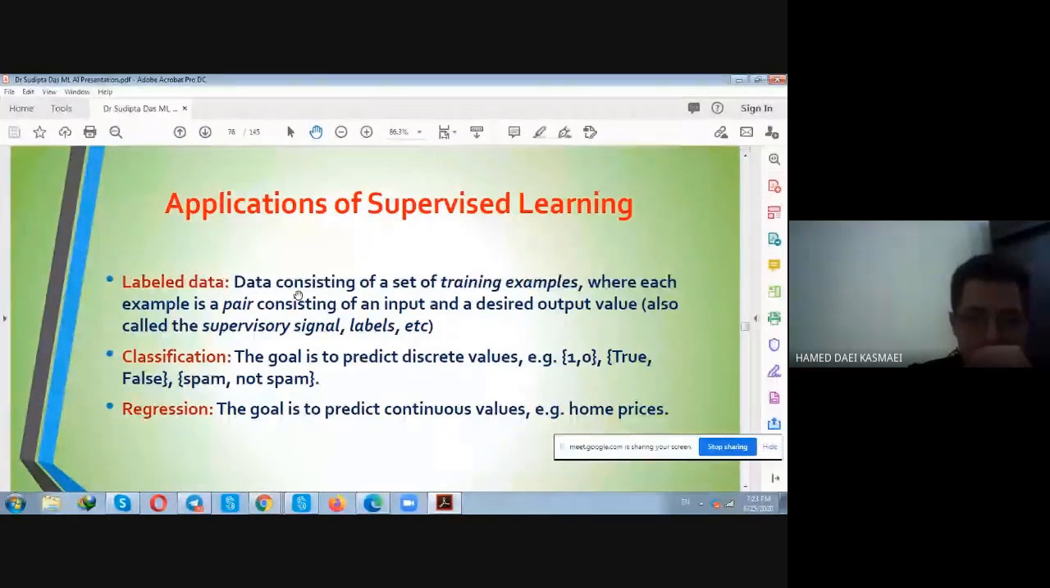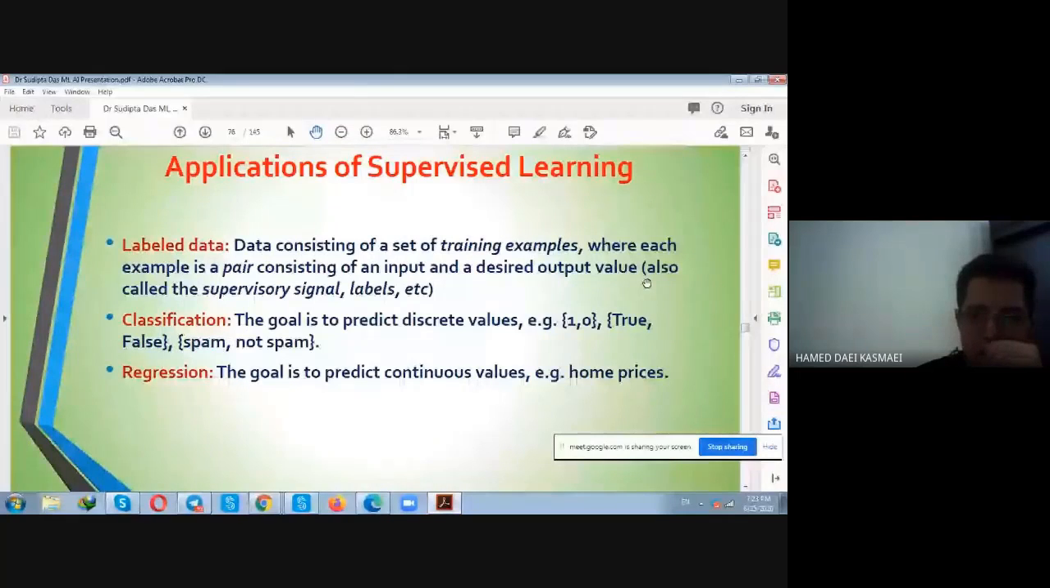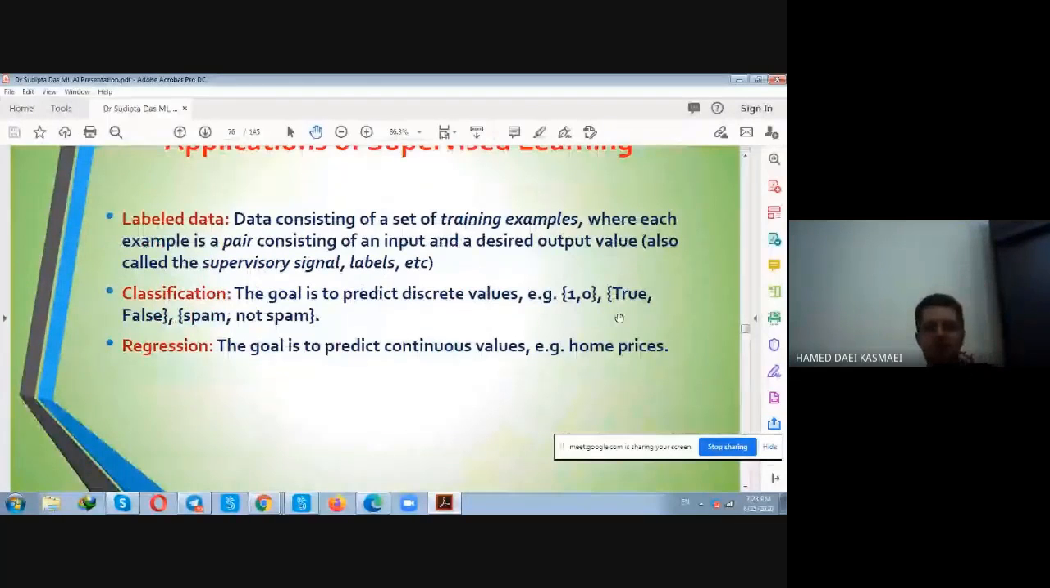And in regression, the goal is to predict continuous values like home prices and everything that you can find based on regression algorithms. Okay, you can see all of them for further study based on the links and other information that I will send you later.